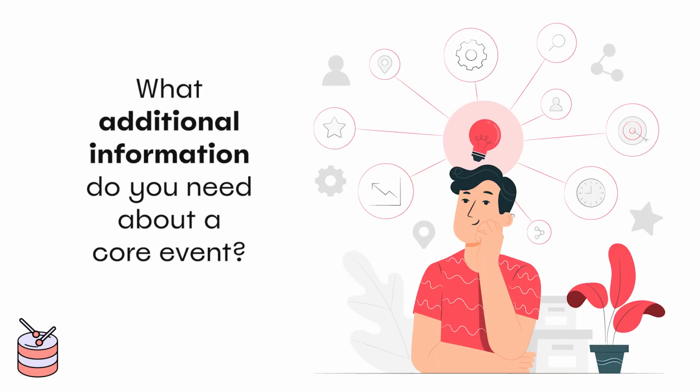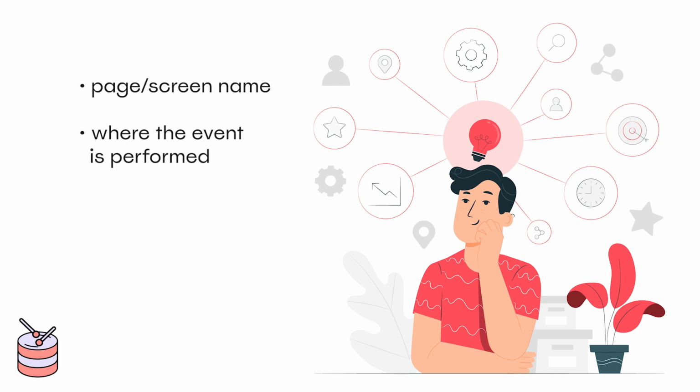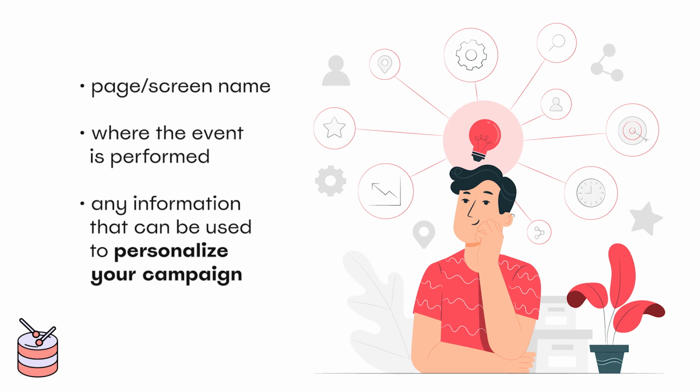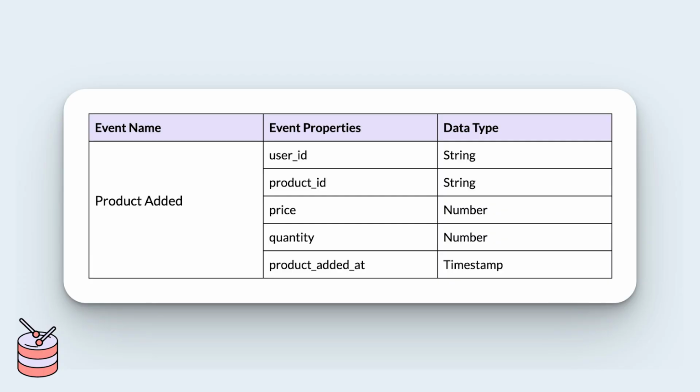Next, think about the additional pieces of information you need about a core event you've decided to track. Additional info such as the page or screen name where the event is performed, or any other piece of information that can be used to further personalize your campaign. For example, the event workflow saved can be accompanied by the names of the apps being used in a workflow. This additional data, known as event properties or attributes, can be used to create more specific user segments or can also be used in the email body itself.